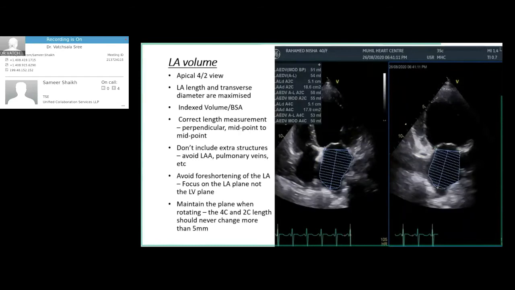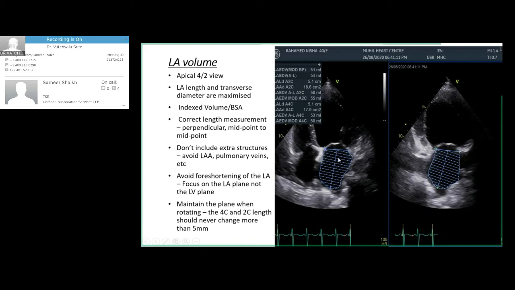So the third parameter that we saw in the algorithm was the LA volume. Again, for the images to measure the LA volume, you want an apical 4-chamber view and an apical 2-chamber view. Now again, it is mandatory that you take it with ECG gated images, because what we are going to measure is the end diastolic volume and end systolic volume of the LA in the 4-chamber, and then again in the 2-chamber. So the ECG helps, but having said that, you have to have a very dedicated LA view.